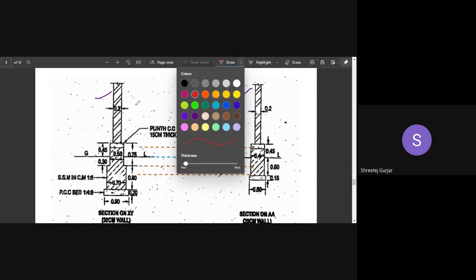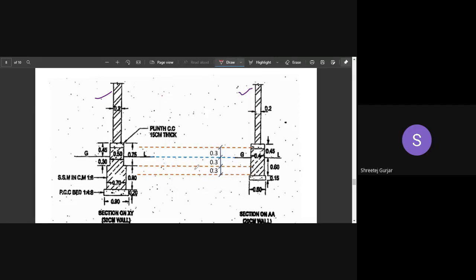Okay, so what I have done is I have drawn these levels. This is not drawn in your question, but I have drawn this level. This is the blue dotted line I have drawn for ground level. So you can see that the ground levels are matching here. Your plinth levels are also matching.